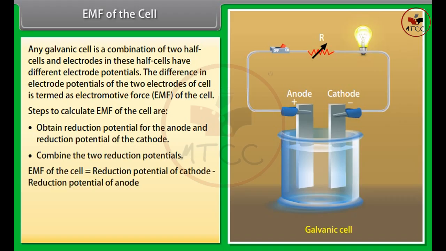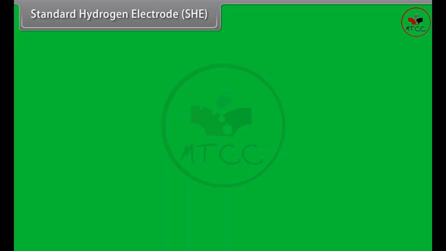EMF of the cell is equal to reduction potential of cathode minus reduction potential of anode. That is, E cell is equal to E cathode minus E anode, or E cell is equal to E right minus E left. Standard hydrogen electrode, or SHE.